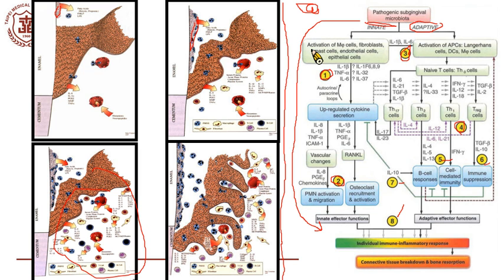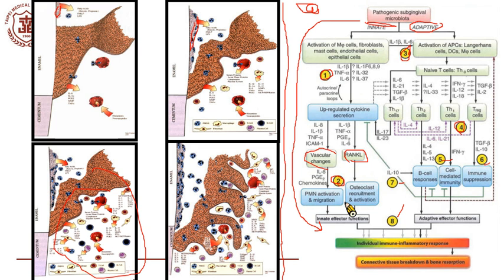It means that there will be active macrophage cells, fibroblasts, mast cells, endothelial cells, and epithelial cells, and those will be upregulated by cytokines. The cytokines, I will explain to you next semester, but definitely those will stimulate a vascular change, some RANKL change, and also some gene expressions.